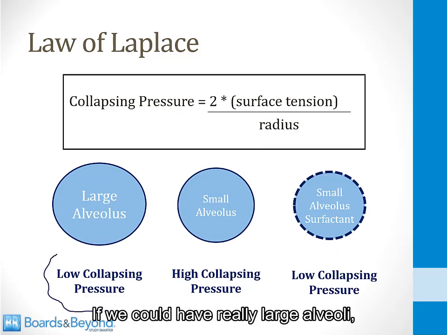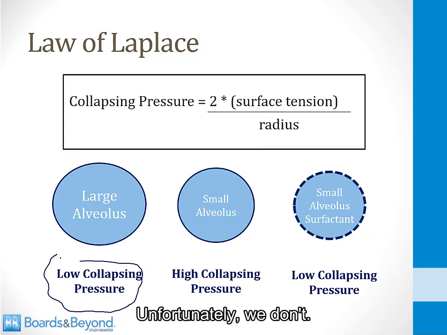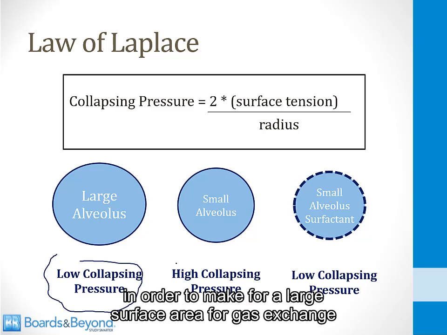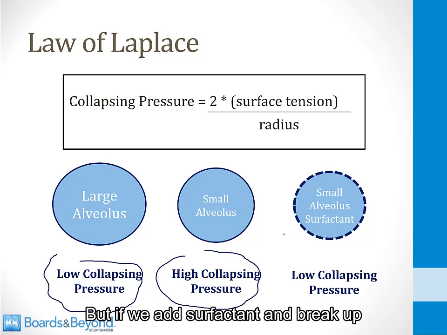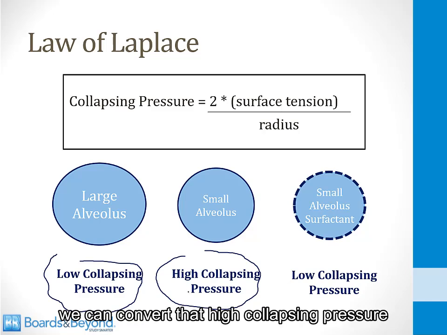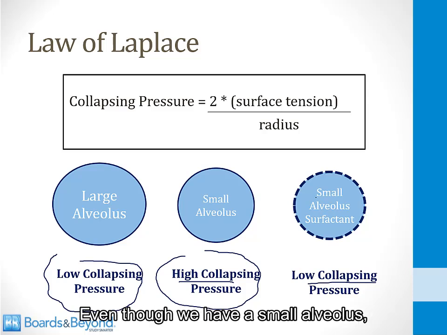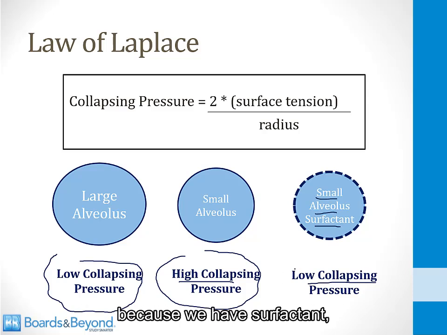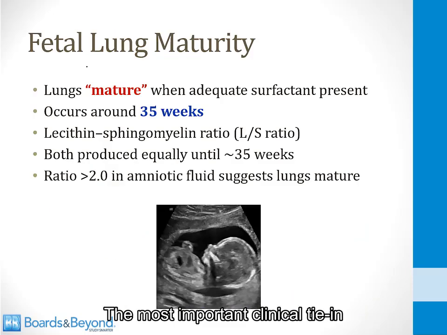If we could have really large alveoli, that would be wonderful because large structures have a low collapsing pressure. Unfortunately, we don't. We have millions of small alveoli in order to make for a large surface area for gas exchange, and those small alveoli have a high collapsing pressure. But if we add surfactant and break up those liquid-liquid forces surrounding the alveoli, we can convert that high collapsing pressure into a low collapsing pressure, and that's what our lungs do.